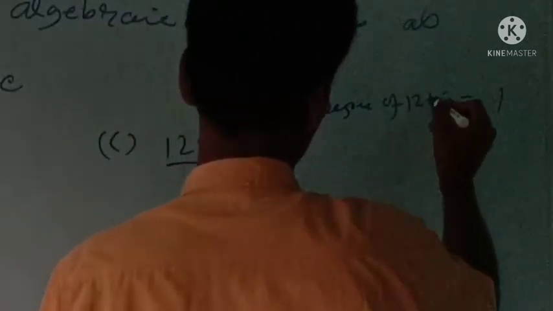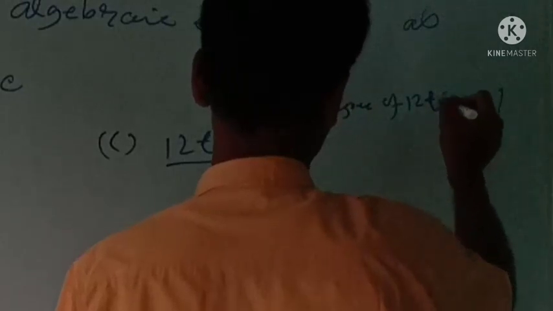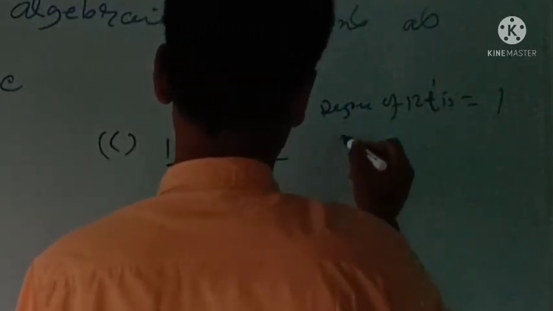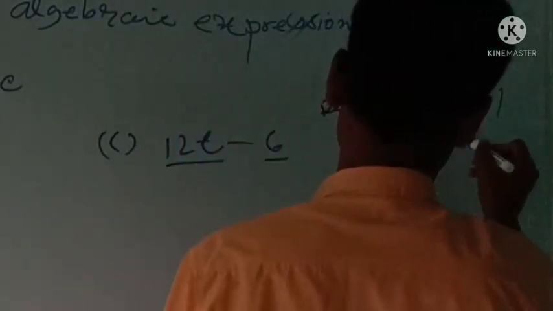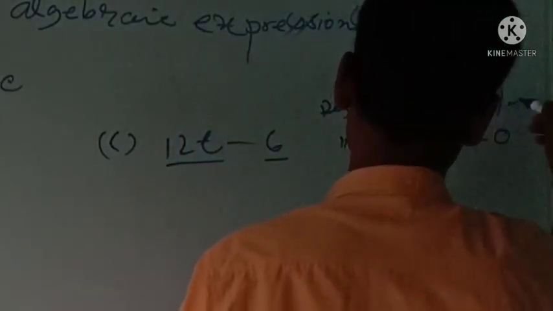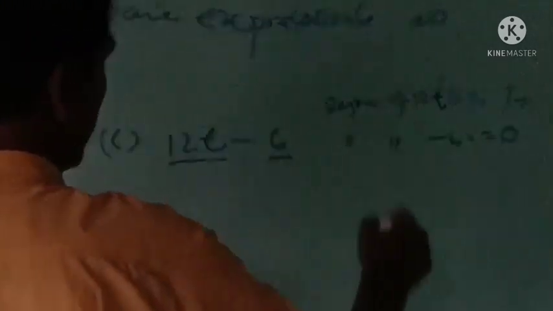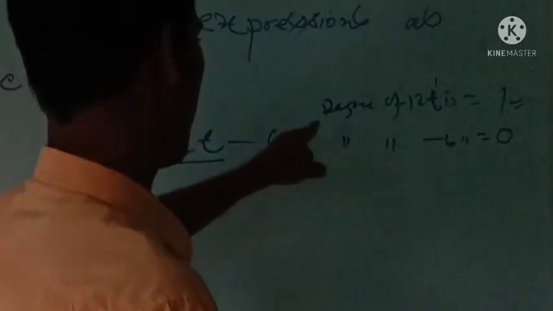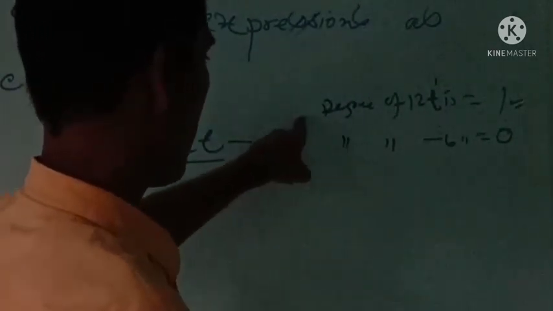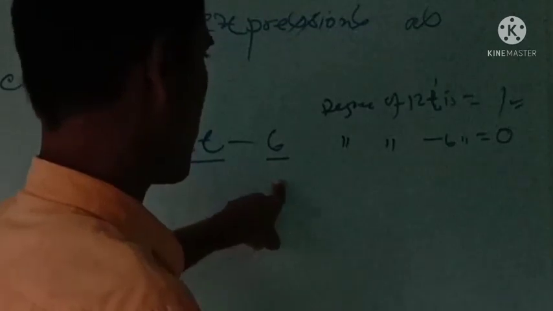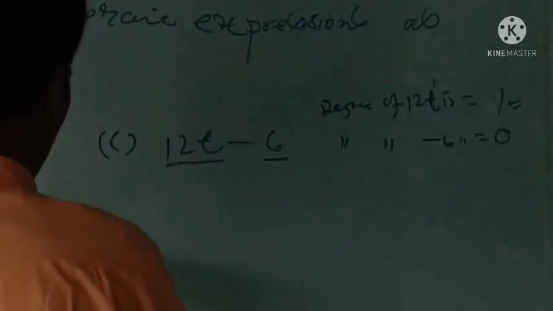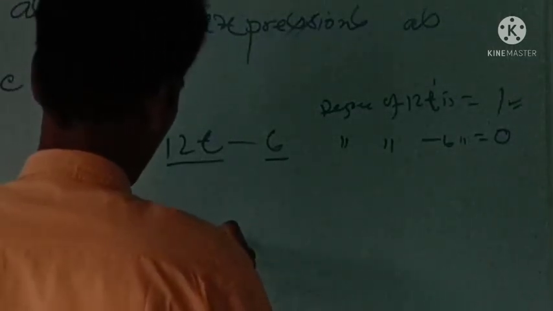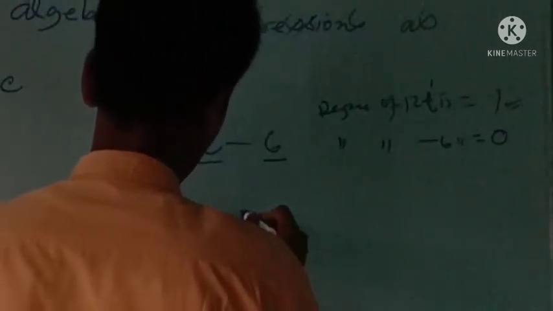Because our variable is t and here no power means power is 1, so the degree of 12t is 1 and the degree of minus 6 is 0. So your highest degree is 1. Since the highest degree of the terms is 1, the degree of this expression is also 1, and since the degree of this algebraic expression is 1, it is called a linear expression or linear algebraic expression.